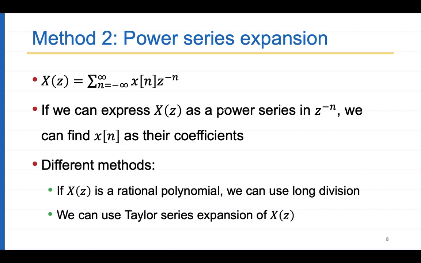Now, how do we do that? How do we express X(z) in terms of power series? One method which you of course know is the Taylor series expansion of X(z), right? You can do a Taylor series expansion. Or if X(z) is a rational polynomial, then you can use long division. We'll see some examples.